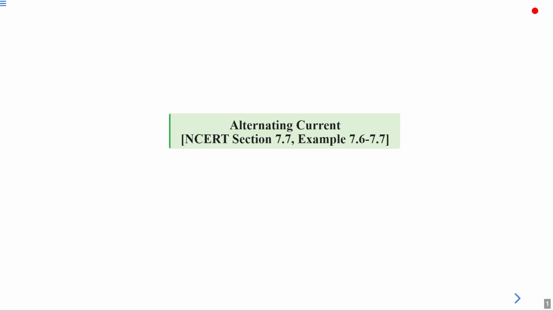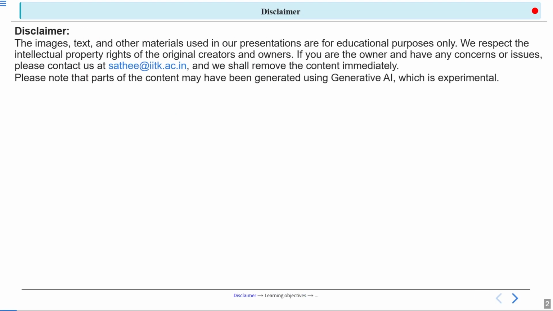So today we are going to discuss alternating current, NCERT section 7.7, examples 7.6 and 7.7. So this is the disclaimer.